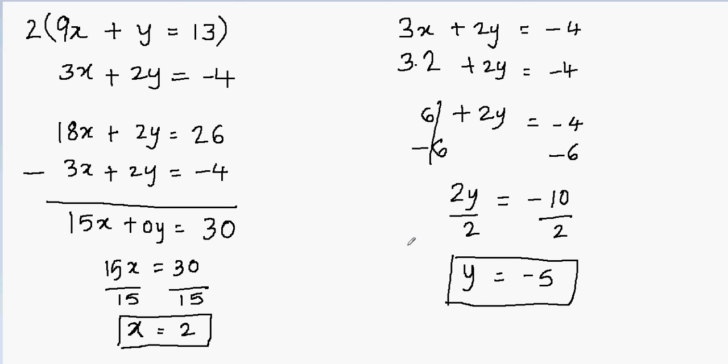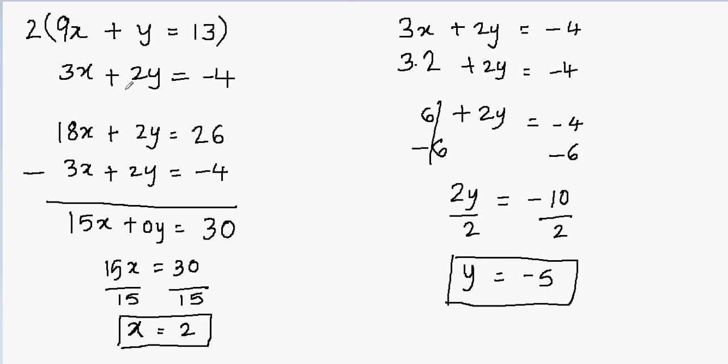And if you want to check your answer, you can do one more step here: you can plug in the value of x and y in any of the equations and see if that is equal. Suppose you have 3x plus 2y equals -4. We'll see what we get if you plug in 2 in place of x, and y equals -5. So 3 times 2 will be 6. 6 plus 2 times -5 will be -10.